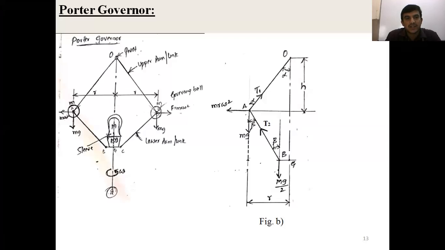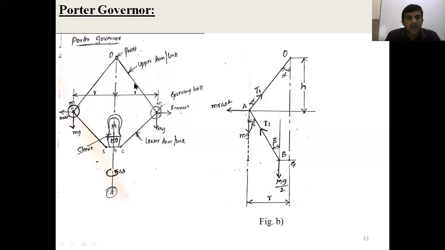What does it consist of? It consists of four binary links, two governor balls, one sleeve, and one governor shaft axis. The two binary links are connected to the governor shaft at the point O, called the pivot point. Those two links are called upper arms, and the other end of the upper arms is connected to the governor balls. The other two arms are called lower arms. One end of the lower arms is connected to the governor ball, and the other end is connected to the sleeve.